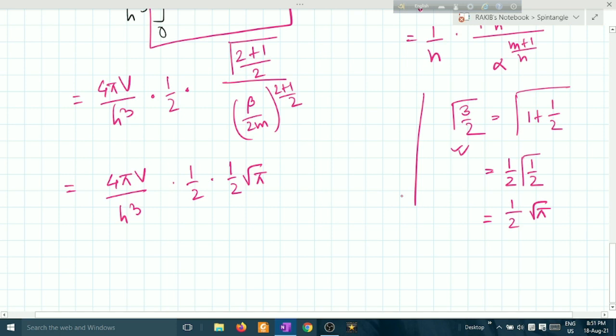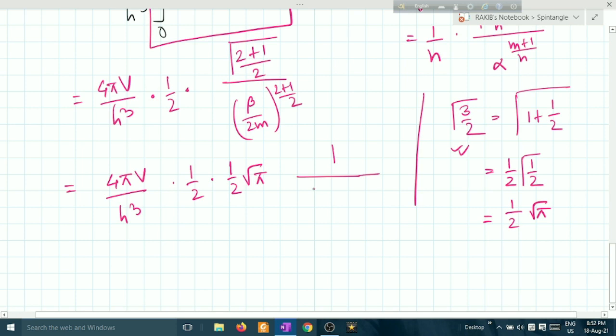Sorry, am I correct here? This is 1 plus half. This is half gamma half. Let me check it after the calculation. Okay. So in the denominator you have 1 upon, calculate it on your own.